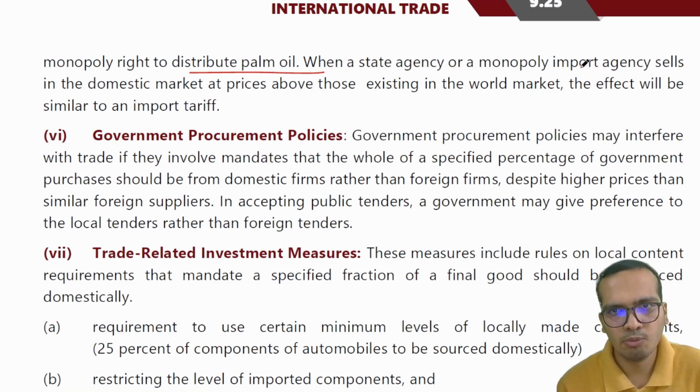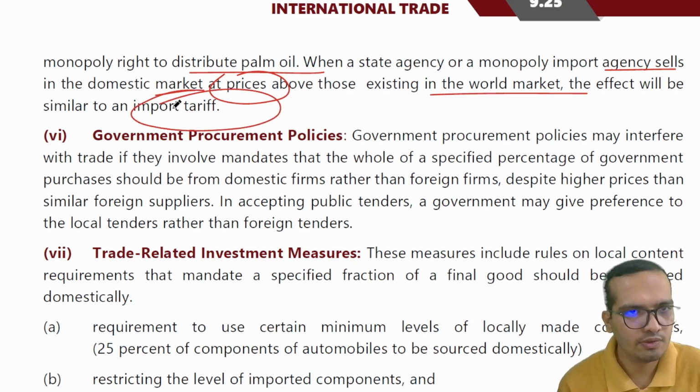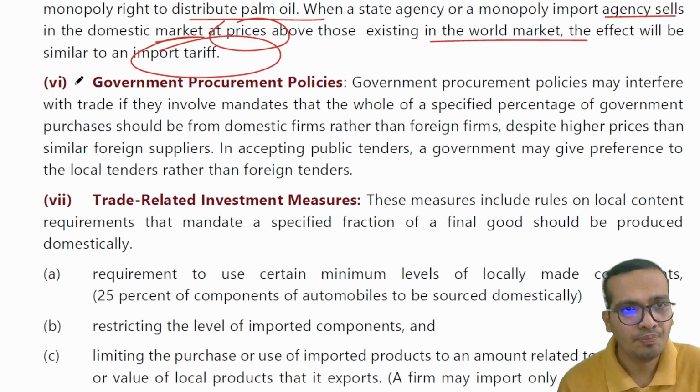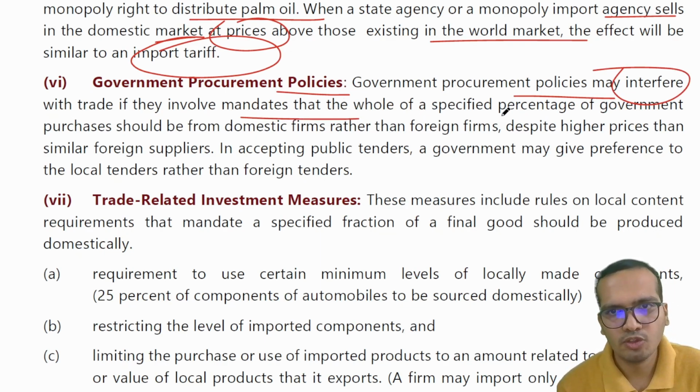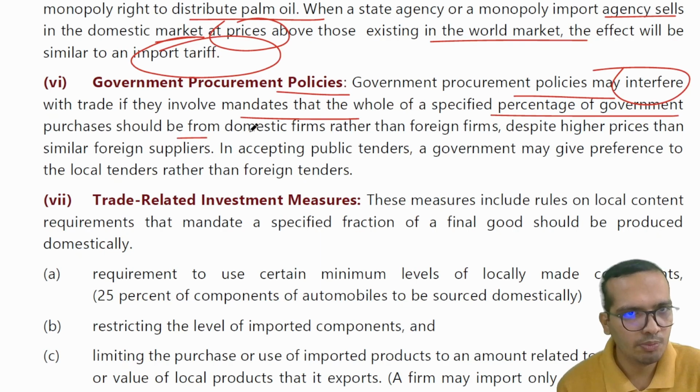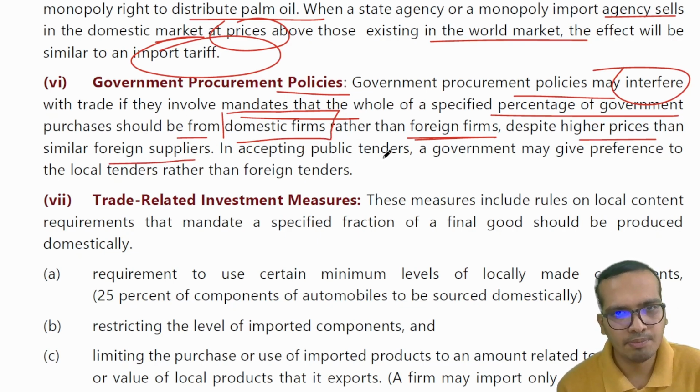When the state agency or a monopoly import agency sells in the domestic market at a price above the existing price in the world, the effect will be similar to an import tariff. Then we have government procurement policies. Government procurement policies may interfere with trade if they involve a mandate that the whole or a specific percentage of government purchase should be from domestic firms rather than foreign firms, despite higher price than similar foreign suppliers. In inviting public tenders, a government may give preference to the local tenders rather than foreign tenders.